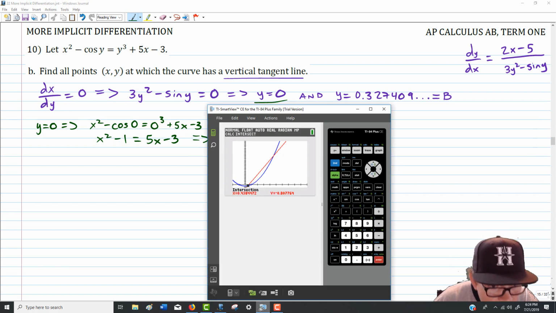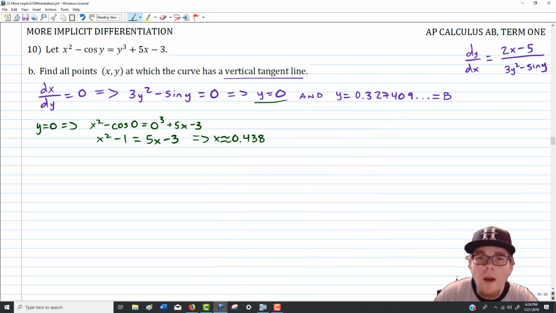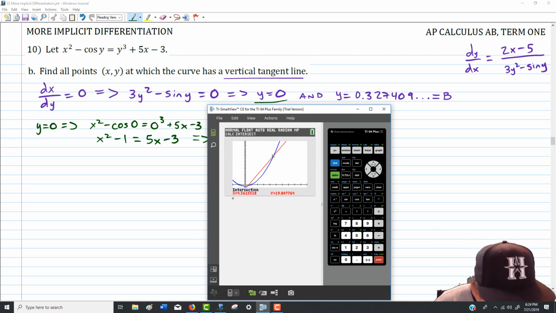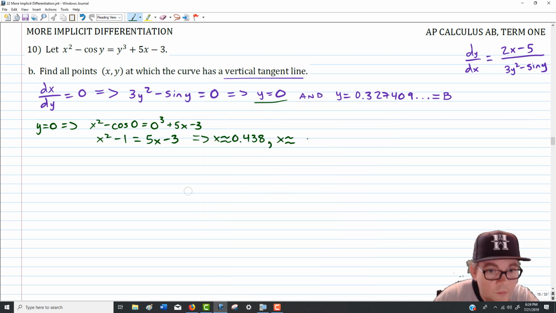I think it was 0.438. Yep, so I'm just going to leave approximations here for the sake of time. Our first one is there. Our second x value approximation will be the second intersection point, which, enter, enter, and it looks closer to 5. It says that one's at 4.562.